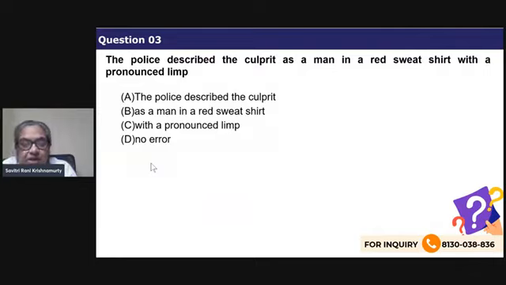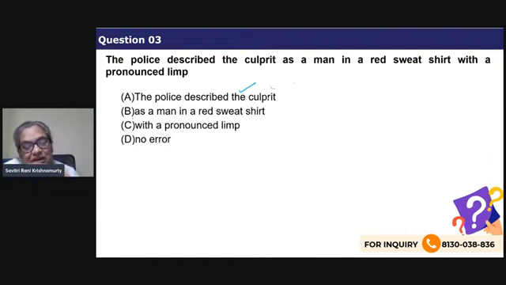The police described the culprit. The what? As a man in a red sweatshirt with a pronounced limp. Okay, I'm seeing a lot of B's as the answer. Why B? What do you think is the correct one? Anybody would care to write? Care to explain in the comment section? All right, so here we are assuming some crime is there. So the person who is suspected, the culprit, is fine. Okay, this is fine. As a man.